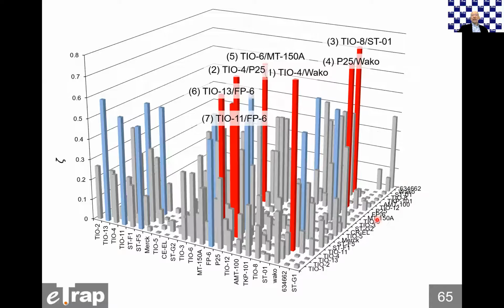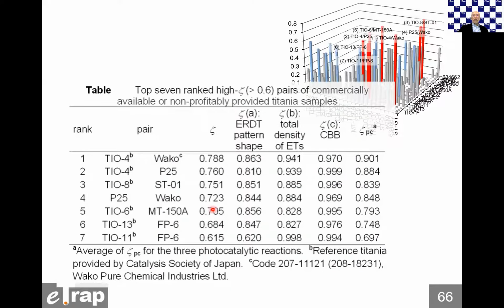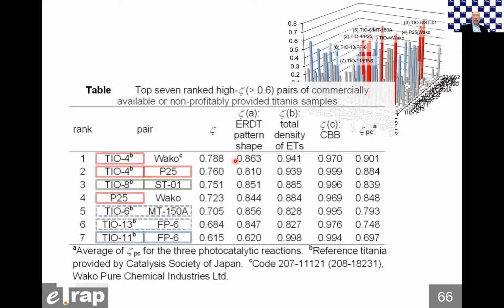This is natural because they are different titania, so they are different. However, some pairs of samples give a very high degree of coincidence. So this is the top 7 list of high degree of coincidence. The highest one is 0.788.